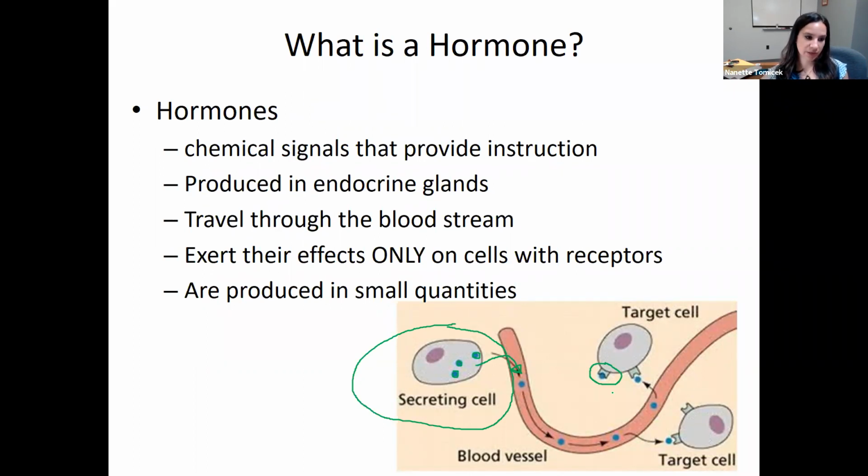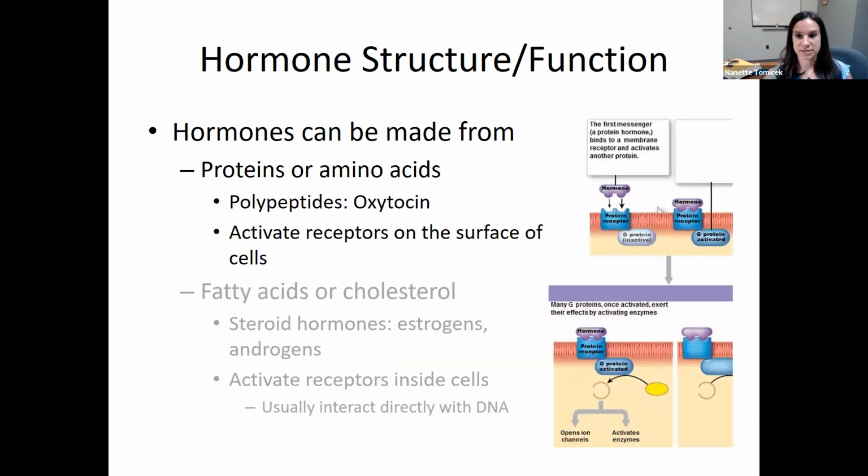The other important thing to remember about hormones is they're usually produced in small quantities. We'll see that once we get this binding at the level of a target cell, things are going to happen inside the target cell that are going to amplify the signal. So let's take a look at that.